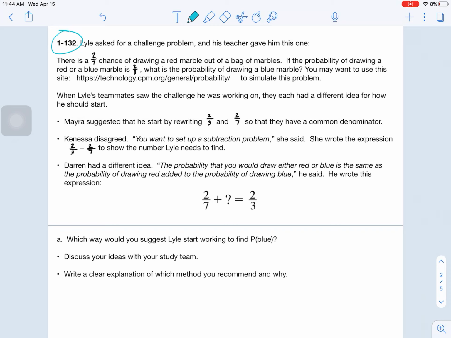So when Lyle's teammates saw the challenge he was working on, they had a different idea for how he should start. So don't solve it yet. Mayra suggested that he just starts by rewriting 2/3 and 2/7 so they have a common denominator.